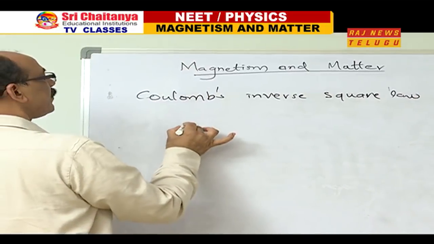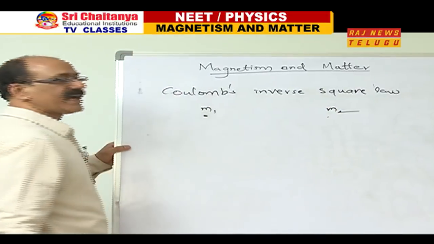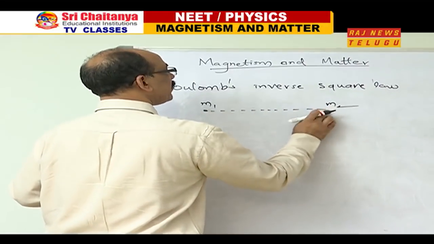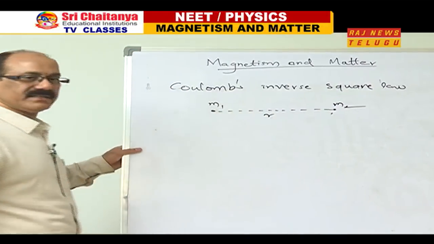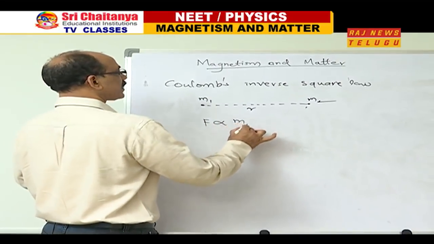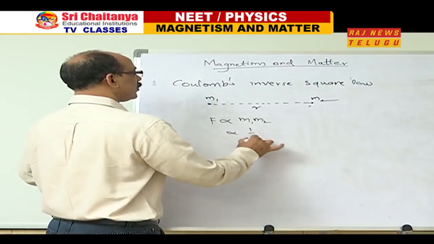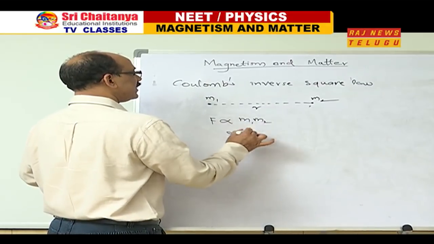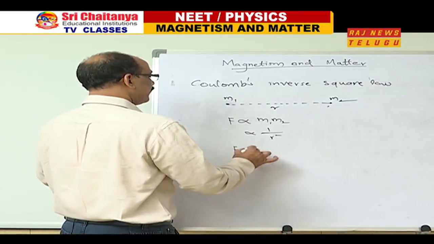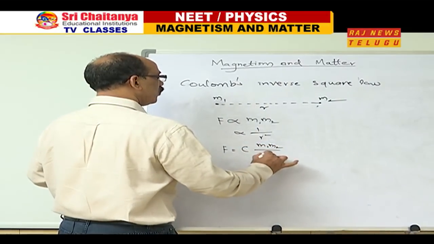if this is a magnetic pole of pole strength m1 and this is another magnetic pole of pole strength m2, and they are separated by a distance r in air, the force between these two magnetic poles is directly proportional to the product of their magnetic pole strengths and inversely proportional to the square of the distance between the two poles. So from this we can say that F is equal to some constant C into m1 m2 over r square.